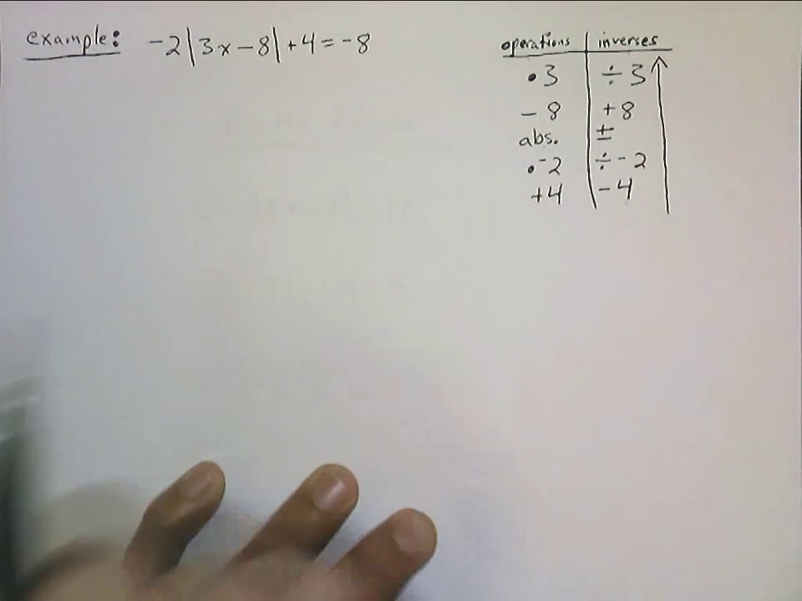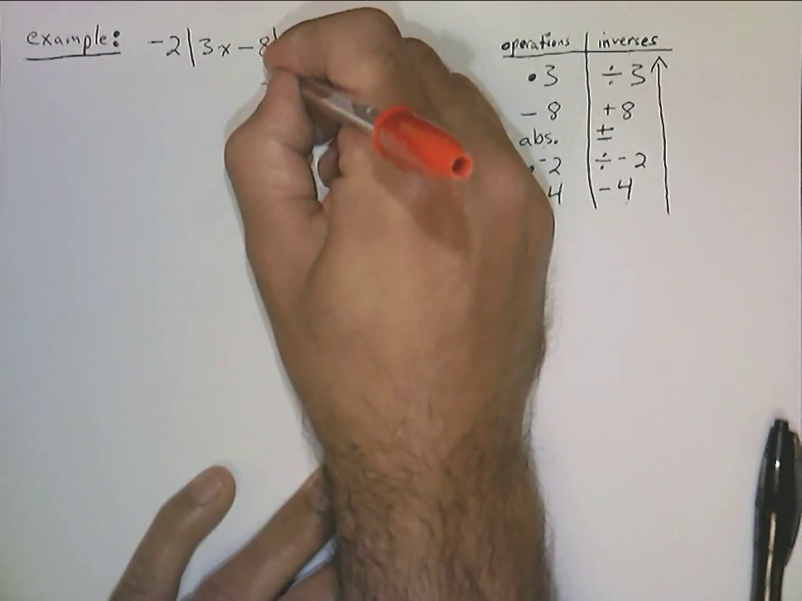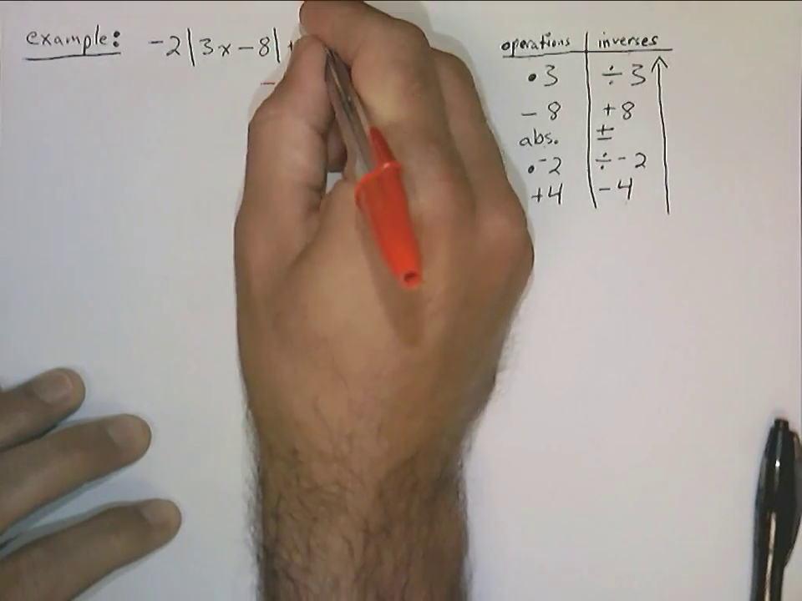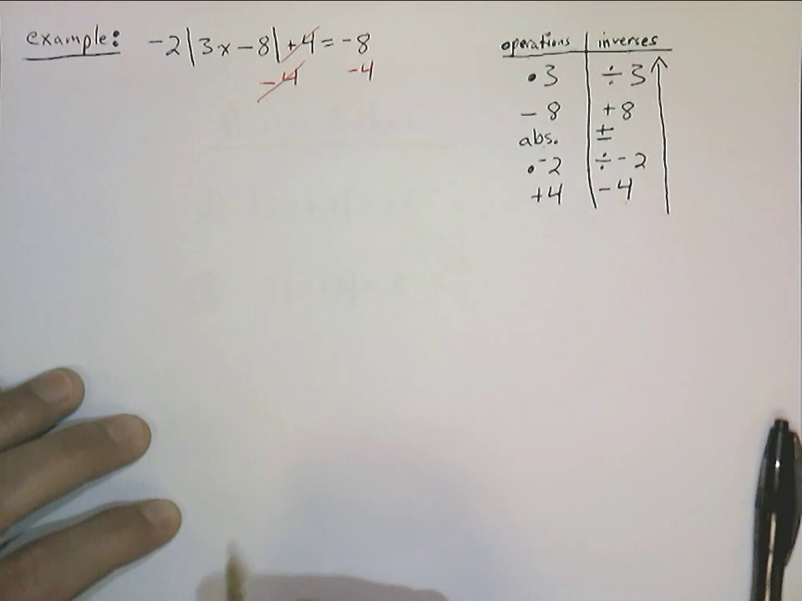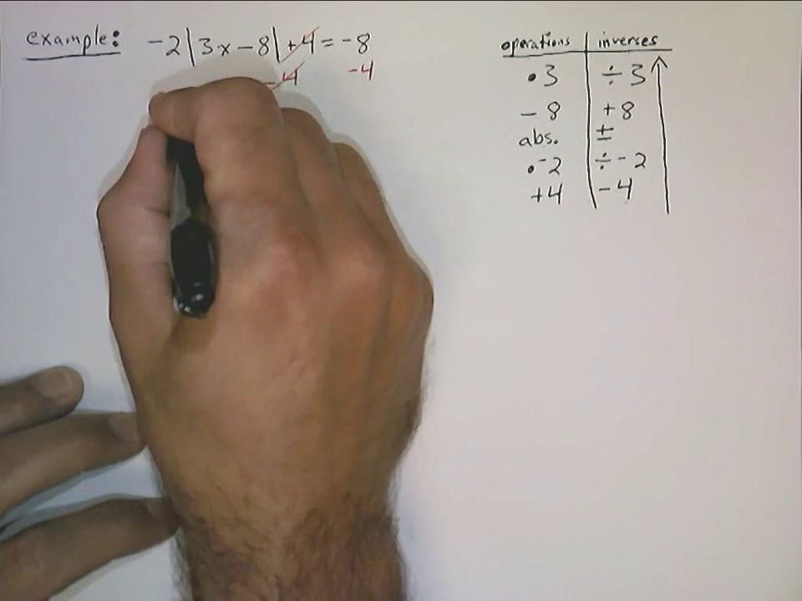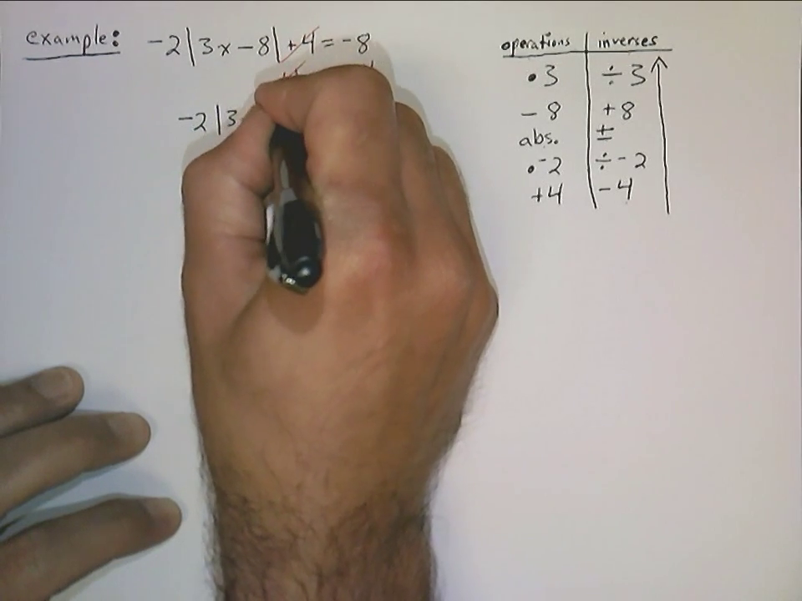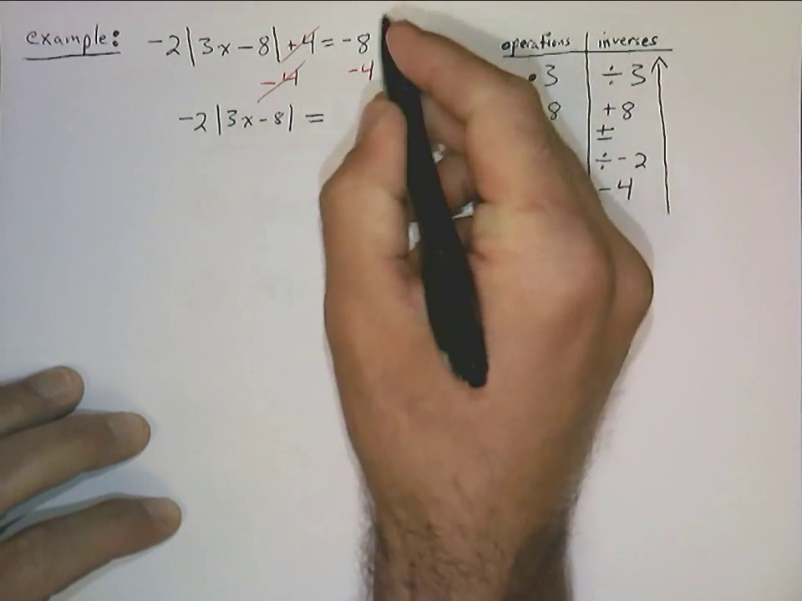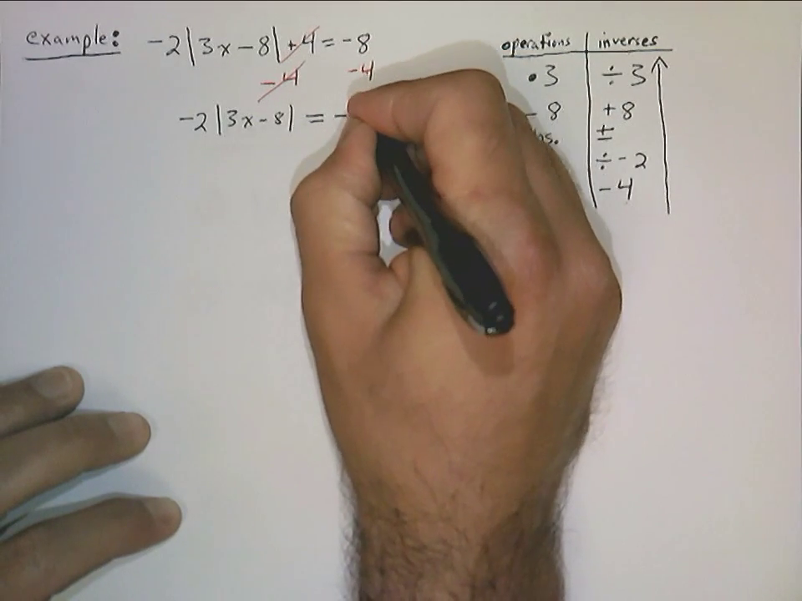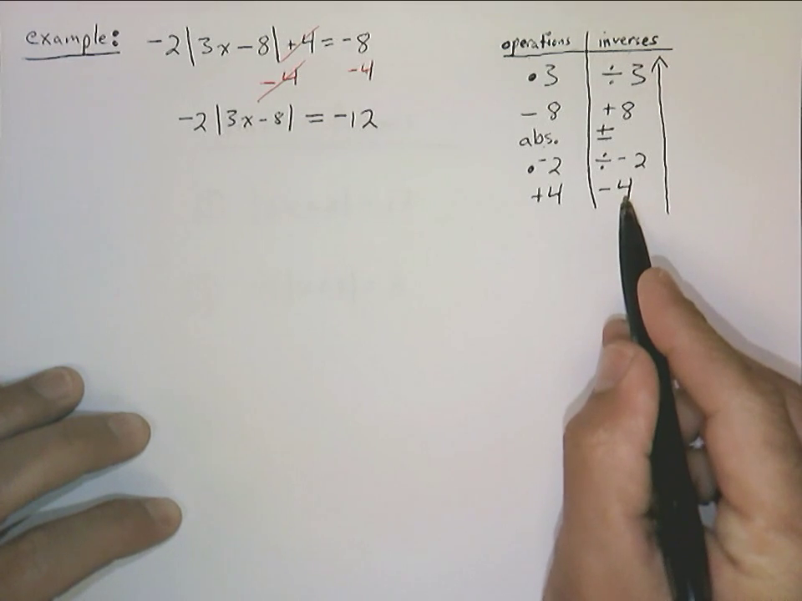So, starting down here, first thing we're going to do is just subtract 4 from both sides. Of course, this adding 4 and subtracting 4 are going to cancel each other out. And we'll rewrite the whole equation. So negative 2 times the absolute value of 3x minus 8 is now equal to negative 8 minus 4, which would be negative 12. Okay, we've taken care of this guy.